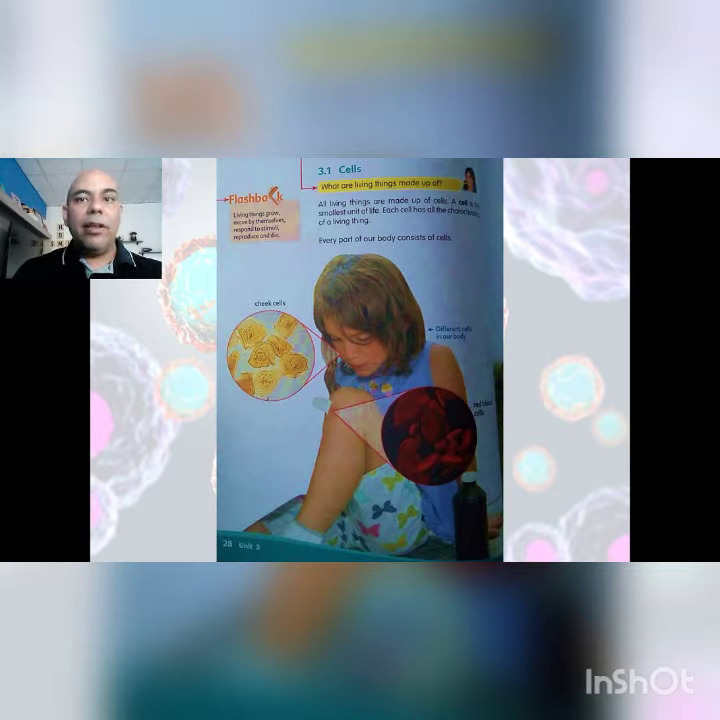Cells. What are living things made up of? All living things are made up of cells. A cell is the smallest unit of life. Each cell has all the characteristics of a living thing. Every part of our body consists of cells. You have skin cells, red blood cells.